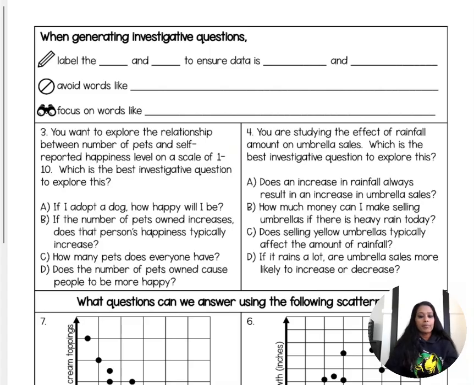So when you are making your investigative questions, you want to make sure to label your independent variable. I'll just call that IV, your independent variable, which is usually on the x-axis, right? And then your dependent variable, I'll just call it DV, that is on the y-axis. To ensure that the data is bivariate, meaning you have two pieces of information, and also that it is quantitative. I don't know why I keep writing G.